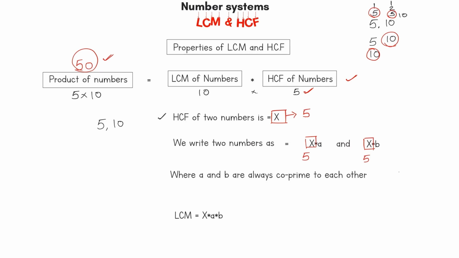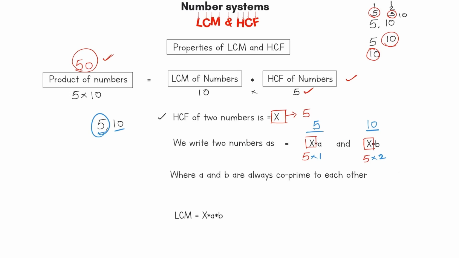We can write two numbers as x into a and x into b. So what will I write my a as here now? I have to write one number. One number is 5 and the other number is 10. So how can I write this? I'll write one number as 5 into 1. A has to be 1, then only I'll get a 5 here, which is one of my numbers. And here b has to be 2. Only when b is 2, I'll get 5 into 2, the other number, 10.